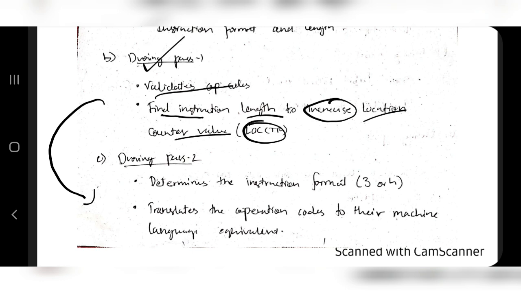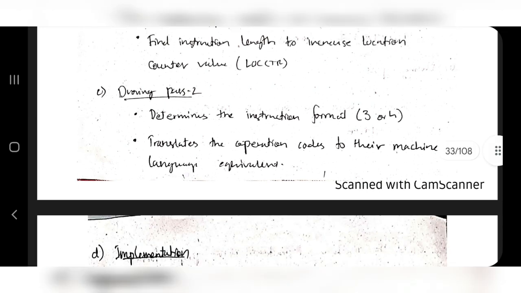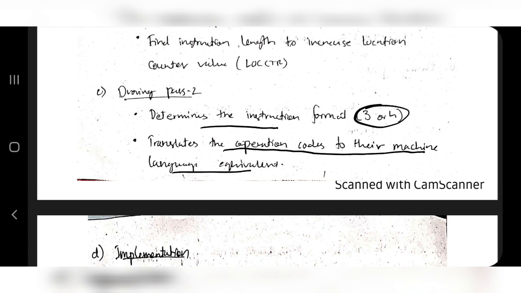So we'll be encountering each line of code and then moving to the next one, incrementing the location counter value. During pass 2, it determines the instruction format 3 or 4 and translates the operation code to its machine language equivalent. Okay, so those are the two passes, pass 1 and pass 2.